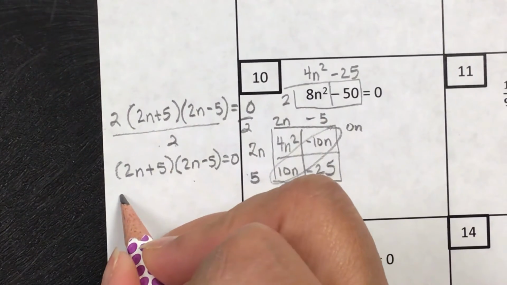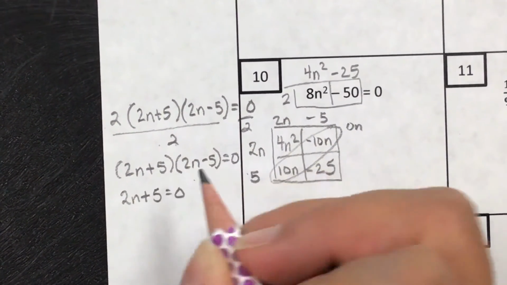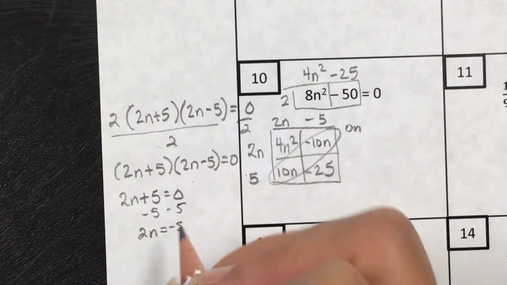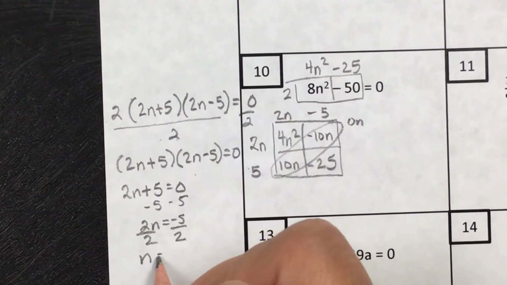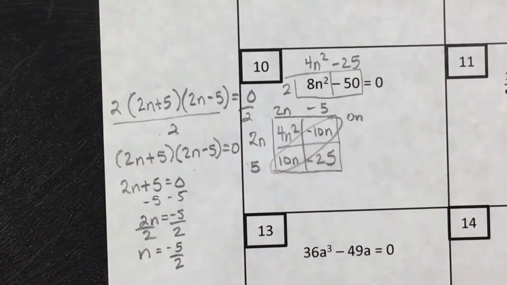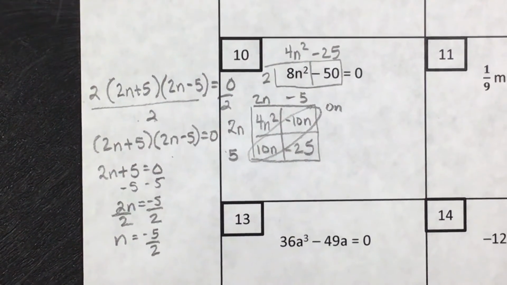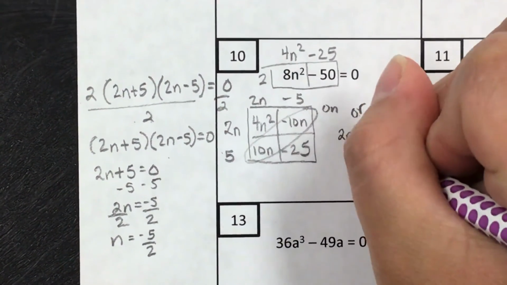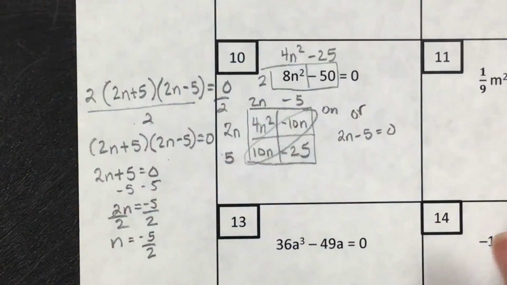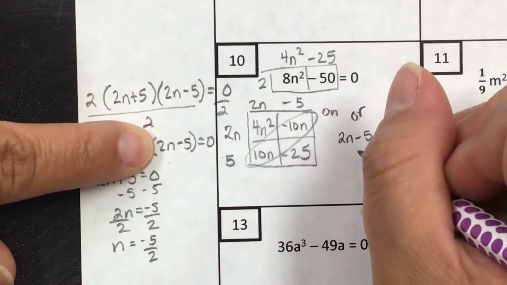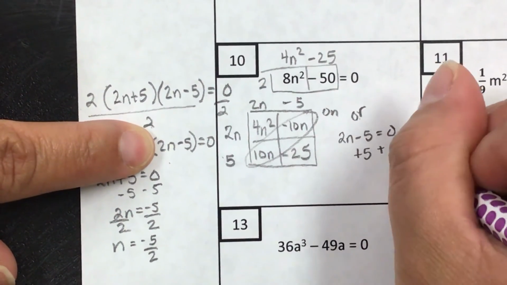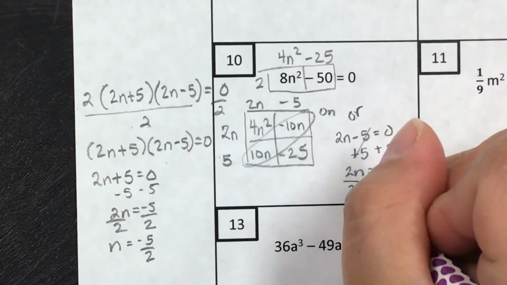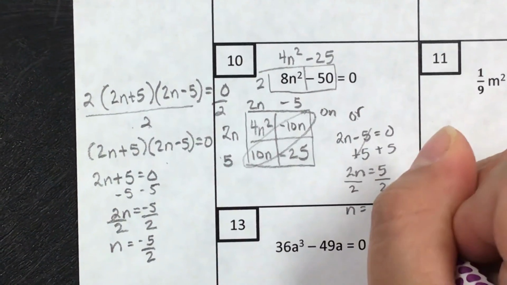So now we have 2n plus 5 is equal to 0. Solve for n. Minus 5 to both sides. 2n is equal to negative 5. And then divide by 2. n is equal to negative 5 halves. Please leave your answer as a fraction. And then we could have had 2n minus 5 is equal to 0 because of this factor right here. If you know that you're not going to have enough space on this piece of paper, please feel free to write it on a separate sheet of paper. 2n equals 5, and then we're going to divide by 2. n is equal to 5 halves.